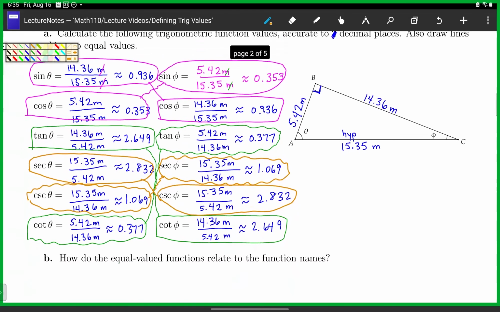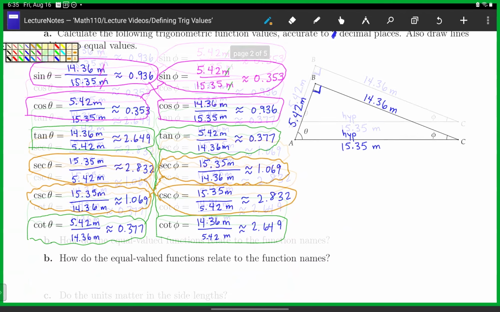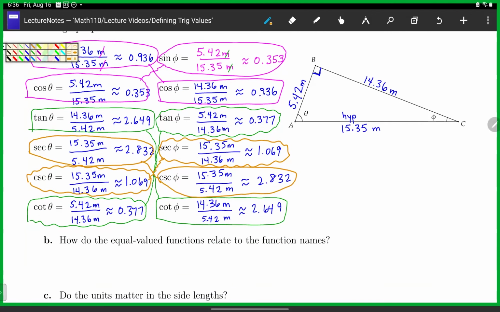Take a minute to think about what values are equal here. You might notice a relationship between the equal values and the function names. Take a moment to think about that before I give you the answer. You may or may not recall from geometry that two angles that add up to a right angle are called complementary angles. So they add up to a right angle.